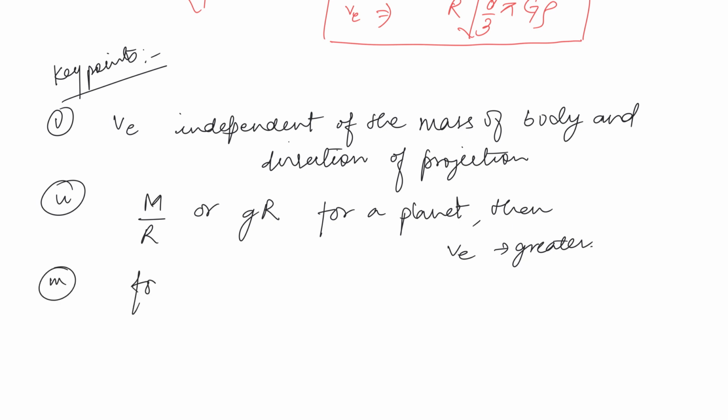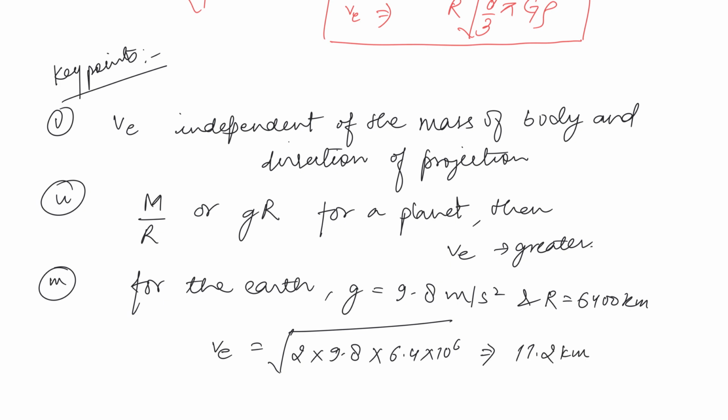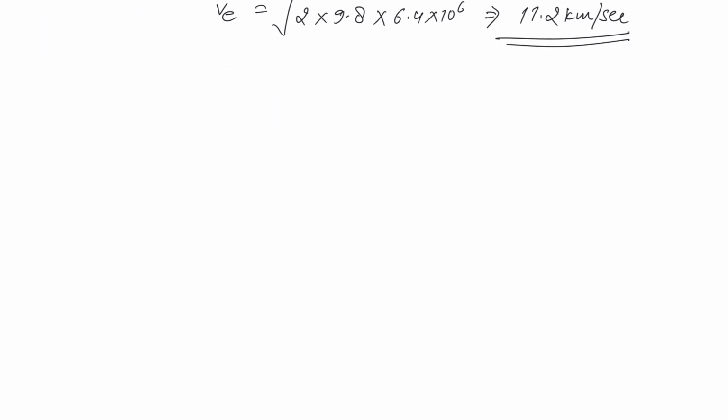Third, if we talk about the Earth, we know that small g is 9.8 meter per second square and radius is 6400 kilometer. So escape velocity will be, if we put that, square root of 2 into 9.8 into 6.4 into 10 to the power 6. So we will get 11.2 kilometer per second. So this is the escape velocity for a body to go out from the gravitational pull of the Earth.